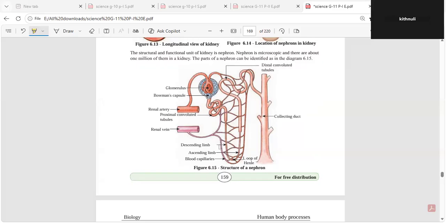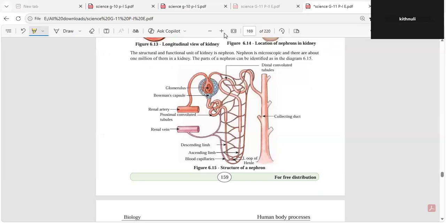Glomerulus, Bowman's capsule, renal artery, renal vein, descending limb, ascending limb, blood capillaries, loop of Henle, collecting duct, distal convoluted tubules. Right. So glomerulus, Bowman's capsule, renal artery.